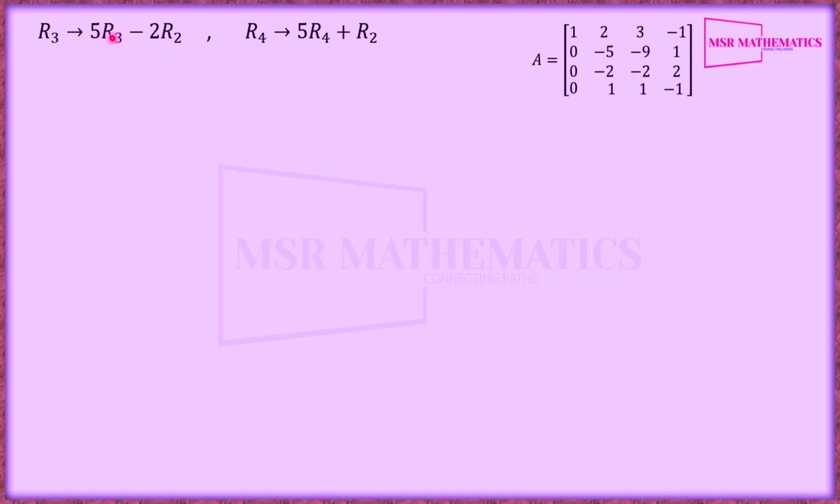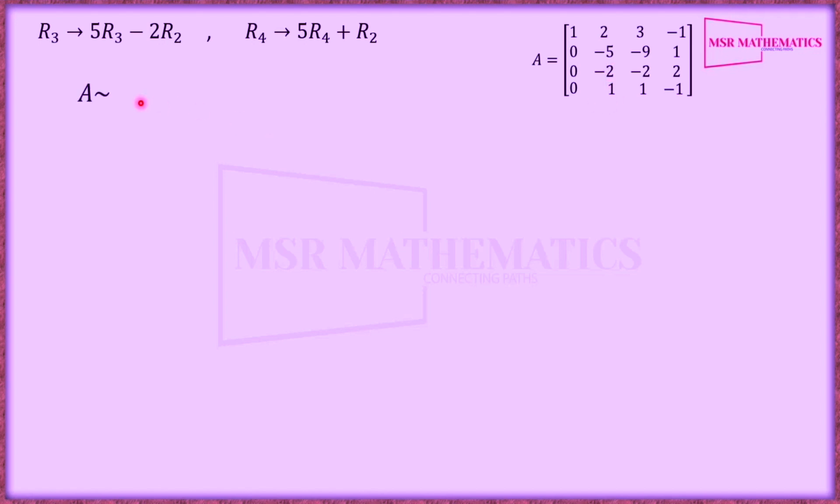We get 5 into R3, which is -2, so 5 into -2 is -10. Minus 2 into R2, which is -5, gives plus 10. So we have -10 plus 10, which gives 0 here. Similarly, here we have 1. To achieve 0, we multiply R4 by 5. Here we already have 5. Therefore 5 into 1 is 5, plus R2 which is -5, so 5 minus 5 is 0 here.